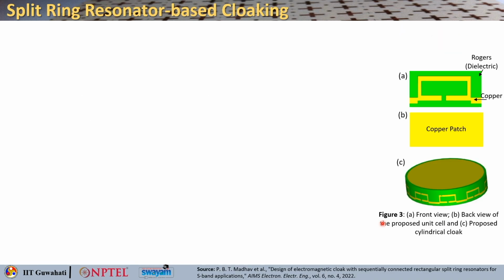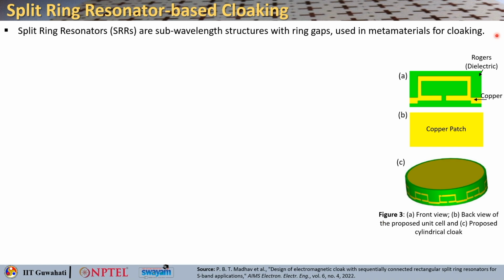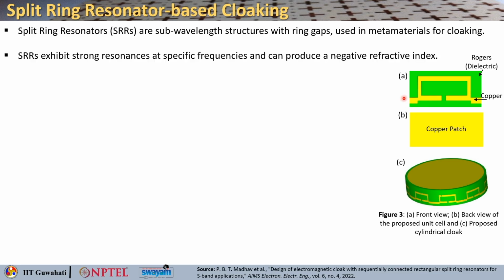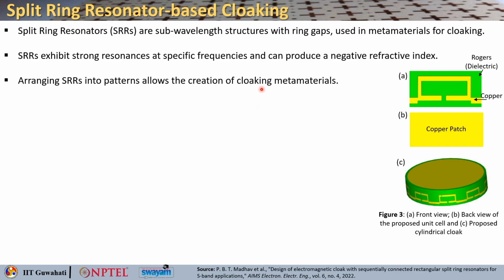Now let us look into another example, which is based on split ring resonators used for cloaking. Split ring resonators are well-known structures. These are sub-wavelength structures with a ring gap. As you can see, this is a copper one on a Rogers dielectric. This can be used in metamaterials for cloaking. It has been seen that split ring resonators exhibit very strong resonances at specific frequencies, and they can also produce negative refractive index. Now, if you arrange split ring resonators into patterns, that allows creation of cloaking metamaterials.